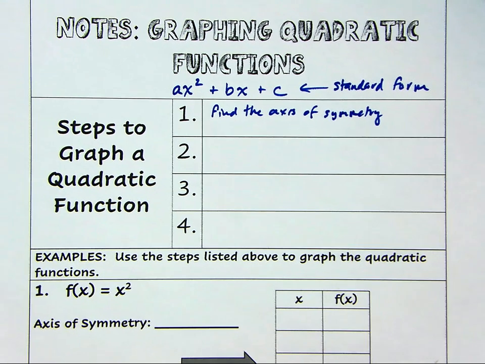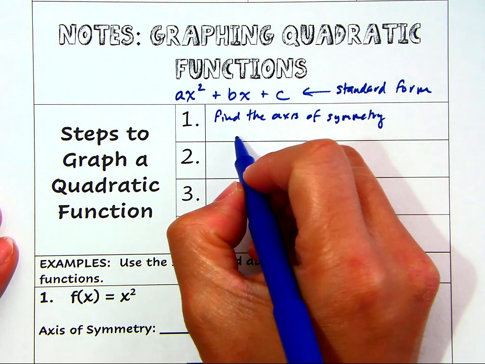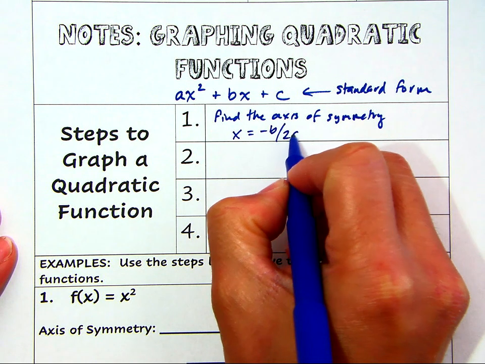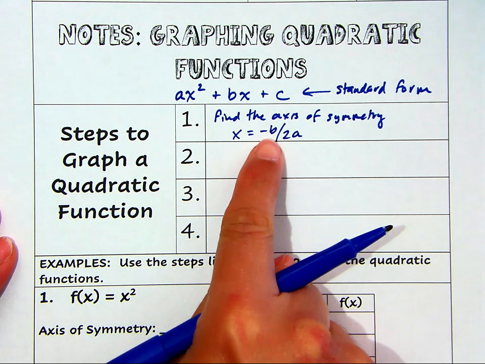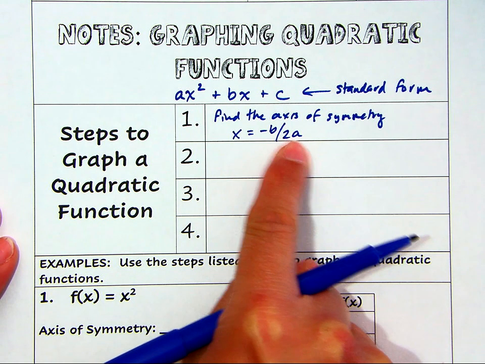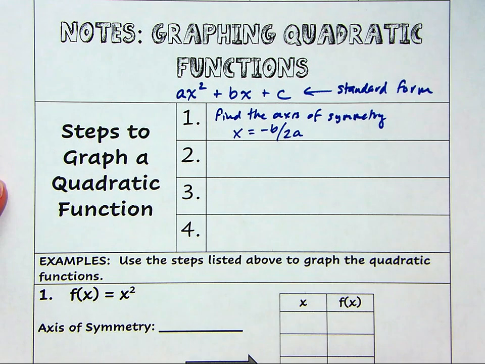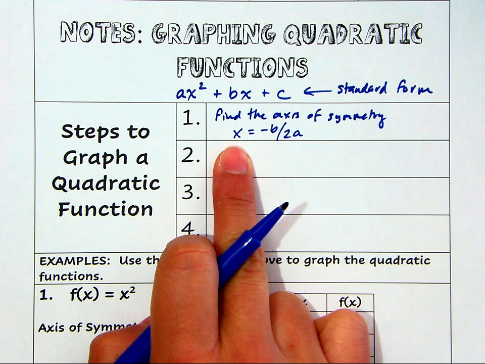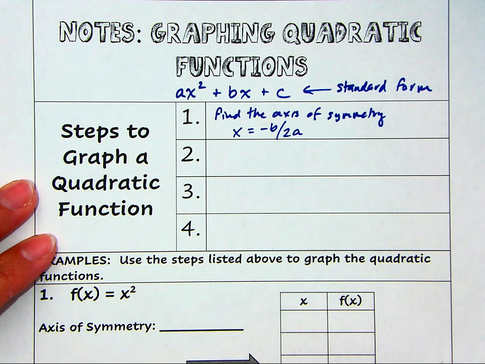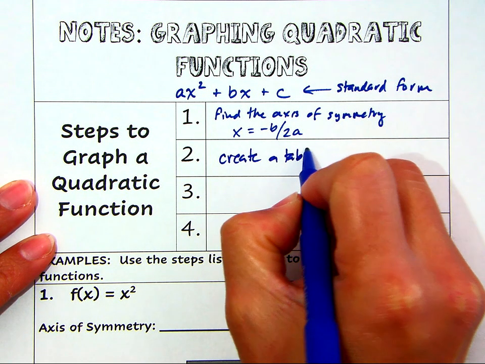All right. So to find this axis of symmetry, we're going to use this formula: x equals negative b divided by 2a. Okay. So b refers to the coefficient on the first degree term, and a refers to the coefficient on the second degree term. Once we find that x coordinate, what we're going to do is create a table of values centered around that x coordinate.